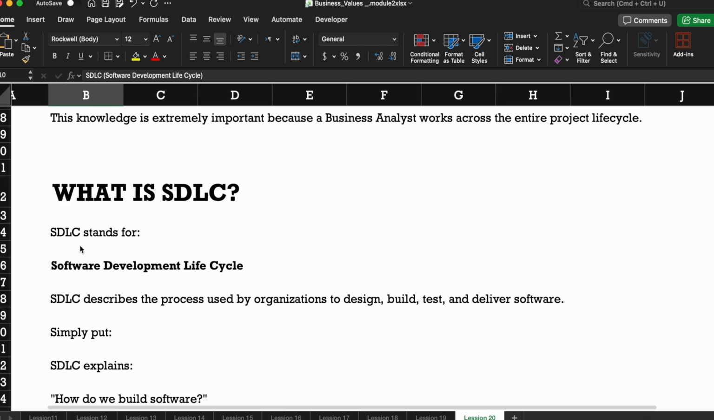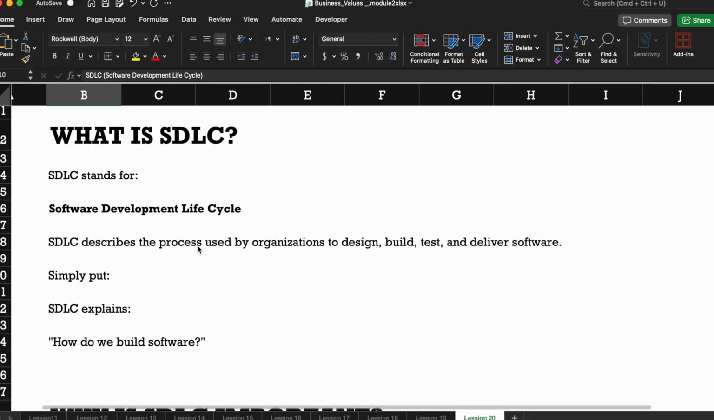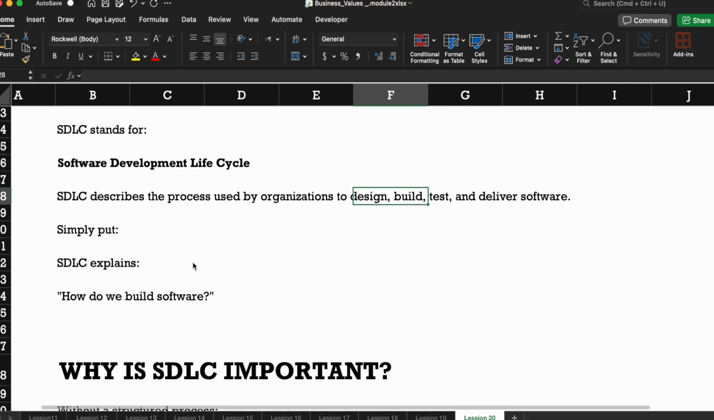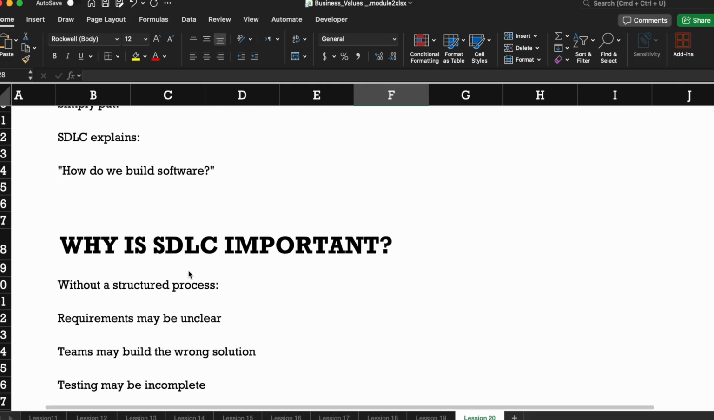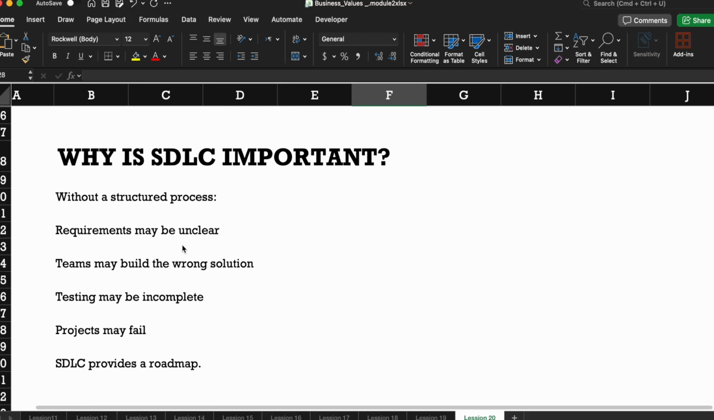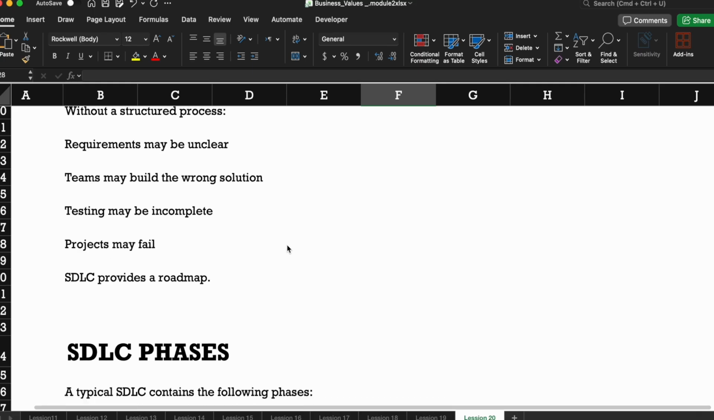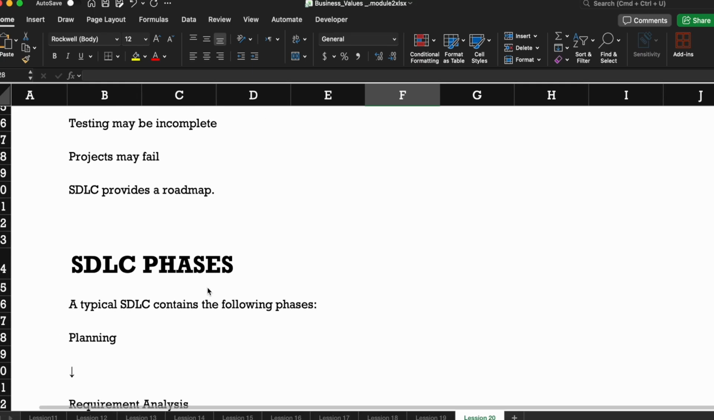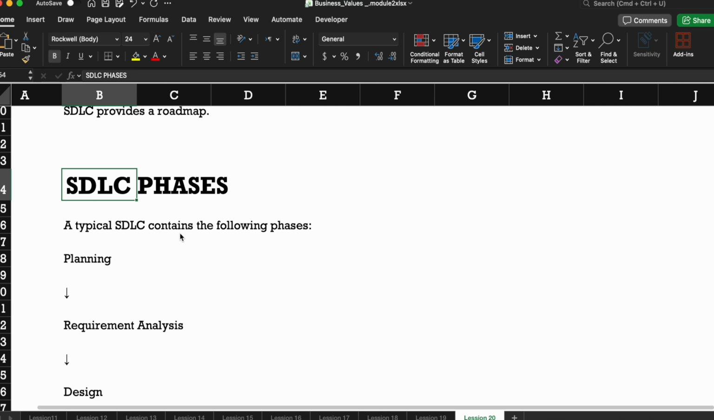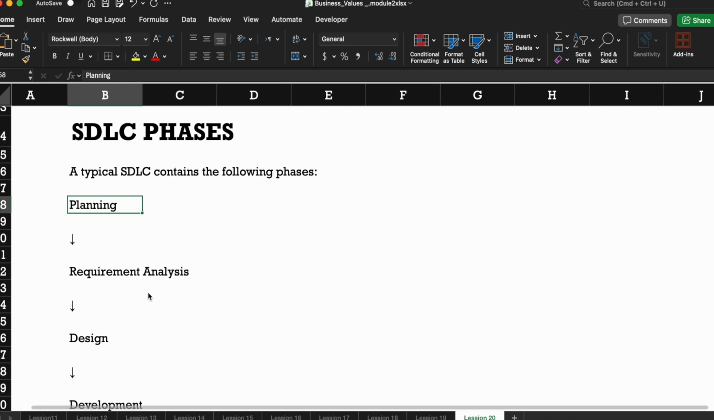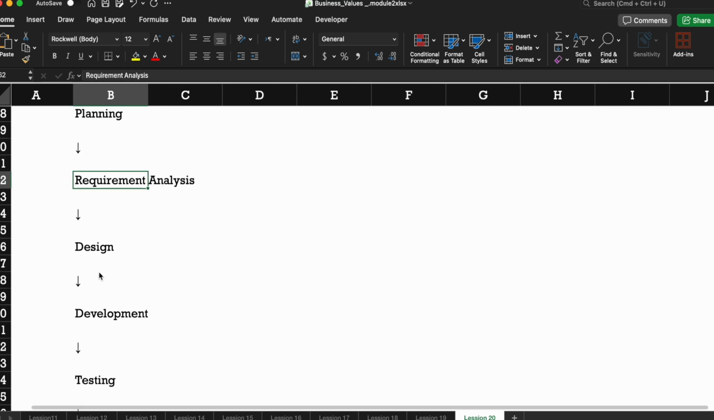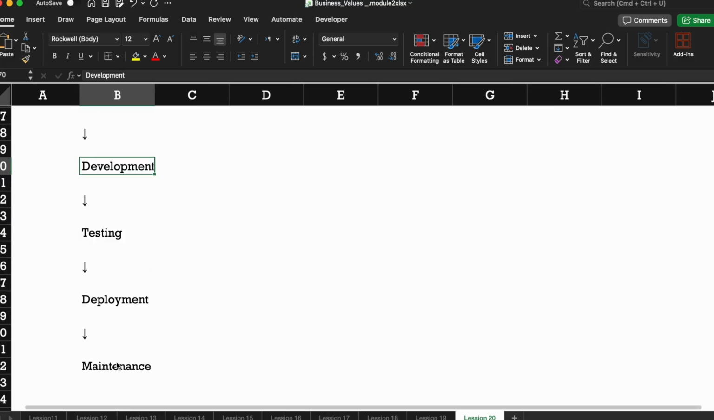So what is SDLC? SDLC stands for software development lifecycle. SDLC describes the process used by organizations to design, build, test, and deliver software. Simply put, SDLC explains how we build software, right? Why is SDLC important? Without a structured process, requirements may be unclear, teams may build the wrong solution, testing may be incomplete, and the project may fail. SDLC provides a roadmap. SDLC phases. A typical SDLC contains the following phases: planning, requirement gathering, requirement analysis, design, development, testing, and deployment and maintenance.